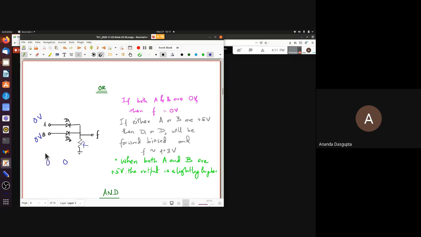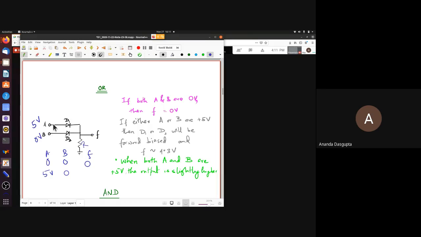So let's say A and B in volts, I'm measuring that, and I'm measuring F as well. If I did this in an experiment, I will get 2 zeros, give you a 0. That's sort of easy. What happens if I, instead of giving 0 volts here, I had 5 volts here? So A is 5 volts and B is still 0.